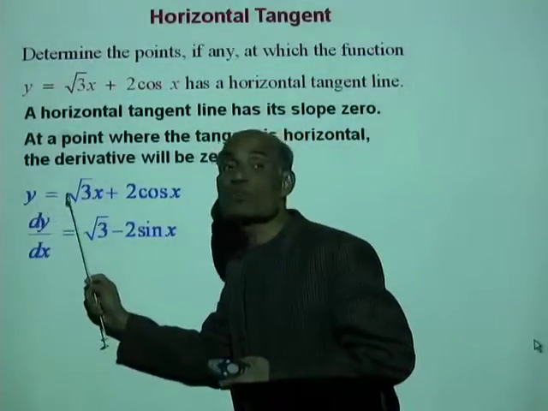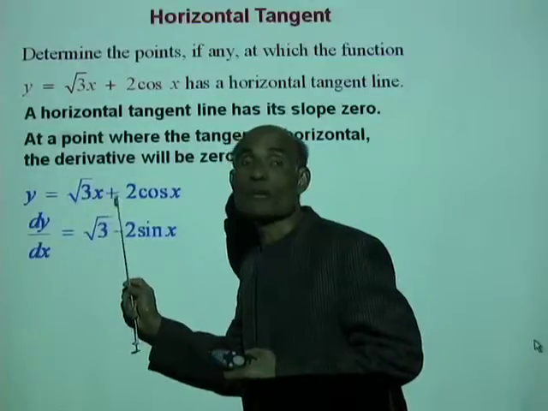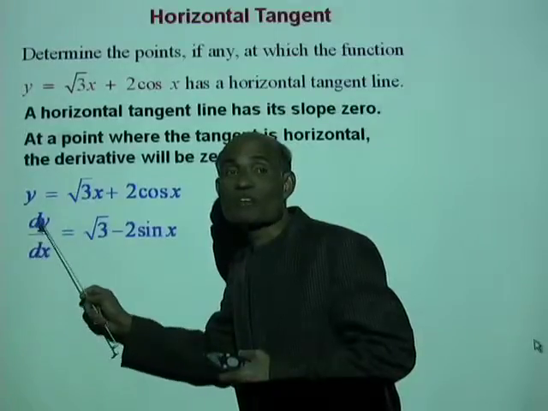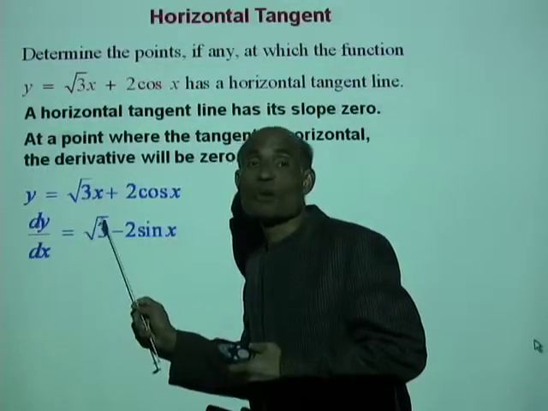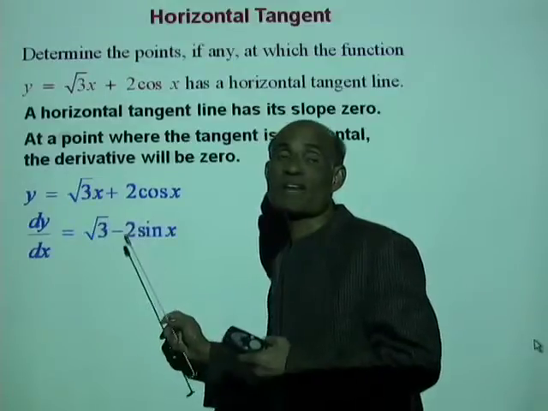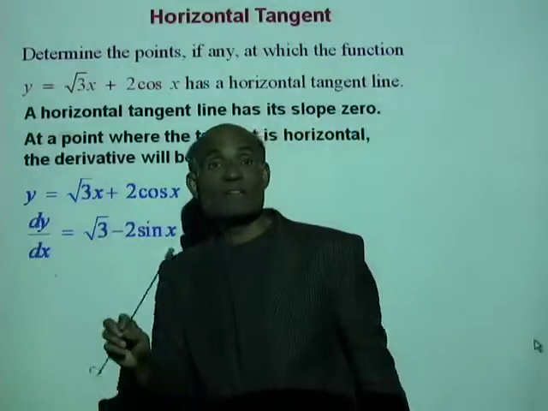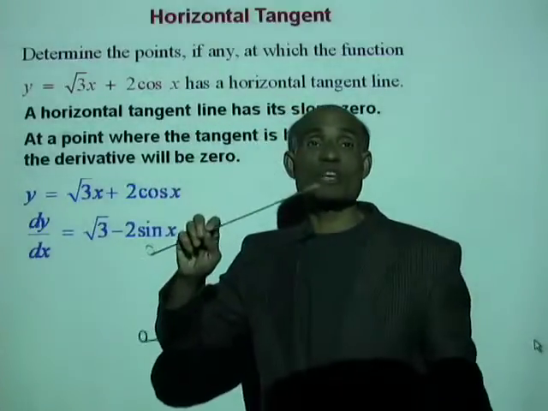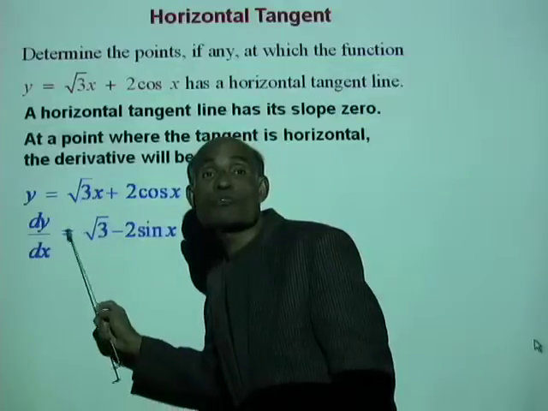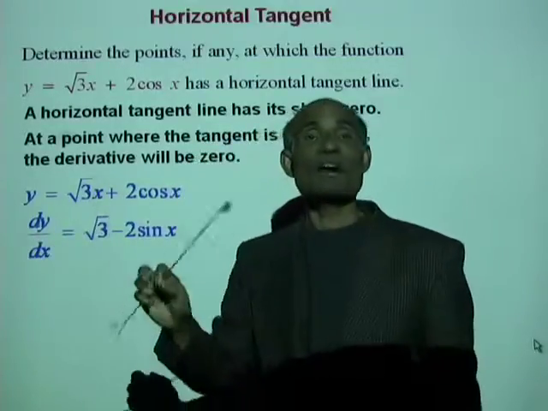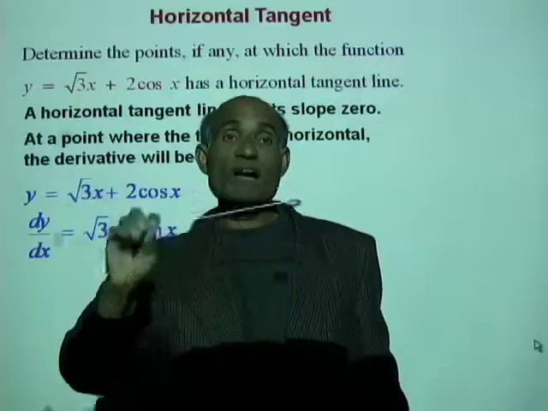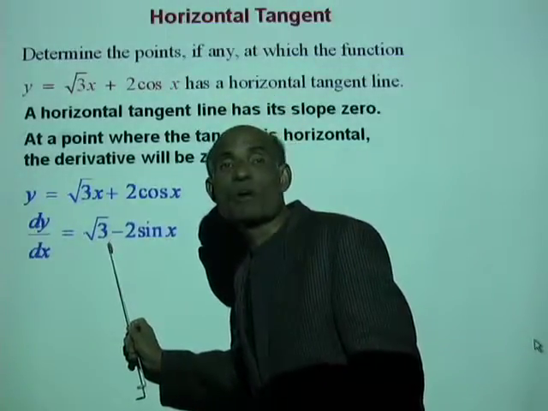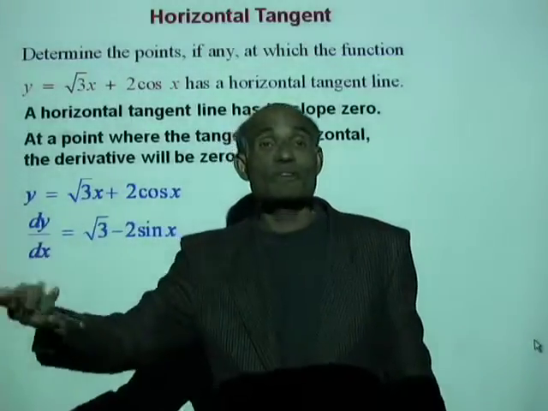So, if y equal to square root 3x plus 2 cos x, the derivative of that with respect to x, or dy by dx, is square root 3 minus 2 sin x. Now we want to find points where you have the horizontal tangent line. We want to find the points where the derivative is 0. At a point where you see a horizontal line, the derivative is 0. So we will set the derivative equal to 0 and solve for x.